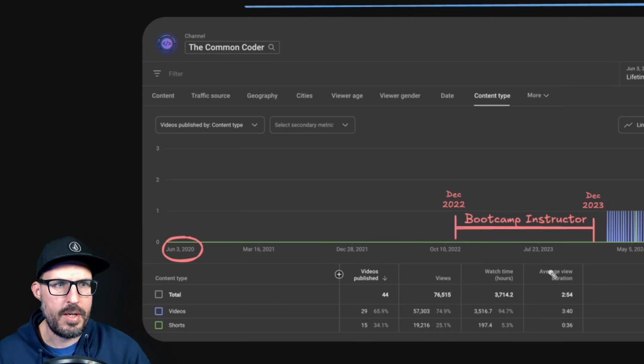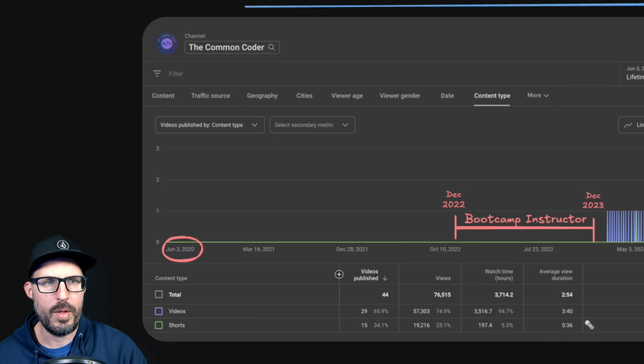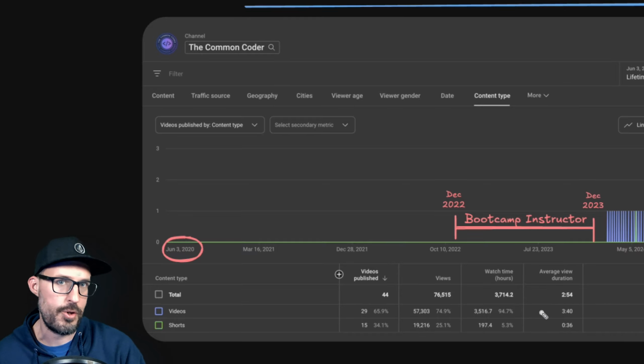And so you can see that if you break down the view duration, one of the reasons why that low view duration was skewed on the previous slide is because for shorts, the average view duration is 36 seconds, which actually is not that bad considering those videos are only 1 minute long. And for the long form videos, the average view duration is 3 minutes and 40 seconds, which is more in line to what I see on my other channel as well.